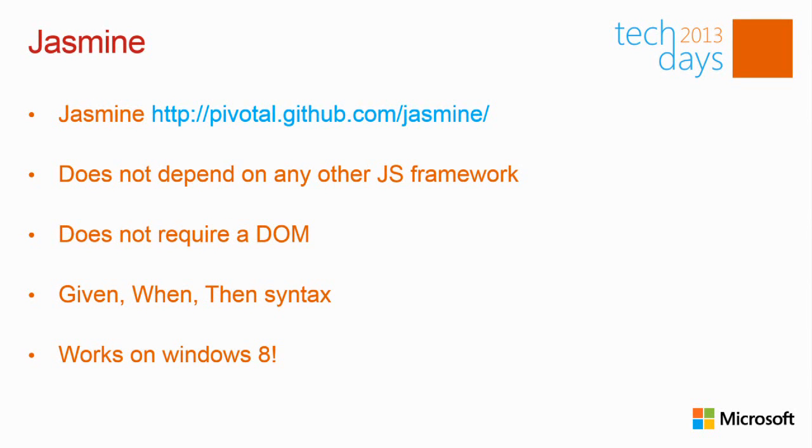For BDD, there's something out there called Jasmine. Really, really nice. Something else that I use that I've forgotten to put on the slide, sorry, is something called Sinon.js. I can give you that later if you come down to the front if you're interested. That's a mocking and stubbing framework. When we're doing test-driven development, there's a tendency that we need to mock or stub certain things, and Sinon provides us with that. Jasmine also works on Windows 8, so that's quite nice.